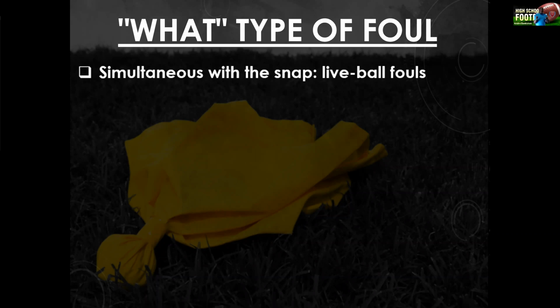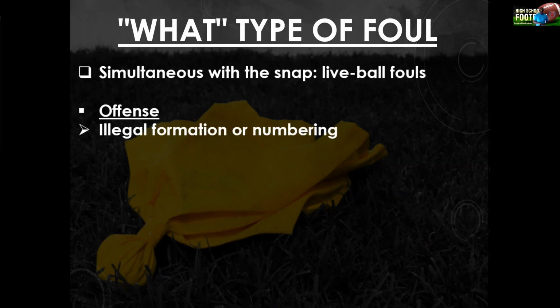In other words, it doesn't become a foul until A snaps the ball. The majority of the simultaneous snap fouls are offense, right? Majority of them are on team A. One of them is illegal formation or numbering, which consists of a whole bunch of things. One, let's say they have 5 players in the backfield. That's an illegal formation, right? They can have 5 on the line and no more than 4 in the backfield.